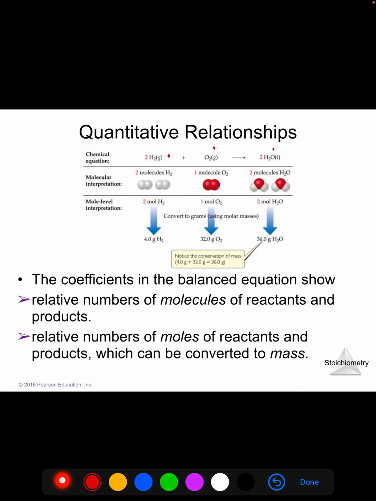We say 2H2 plus 1O2, the one that's understood, makes 2H2O. Here it is with pictures of the molecules. But we don't work with molecules. Really, what does this mean? It means 2 moles of hydrogen react with 1 mole of oxygen to produce 2 moles of water.